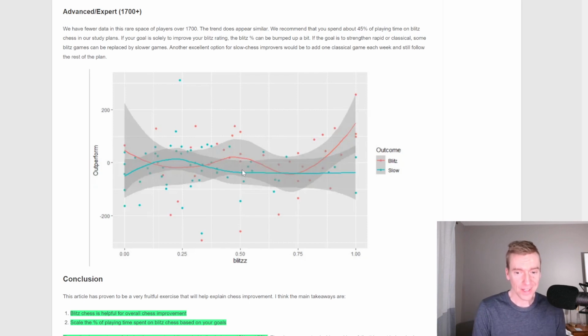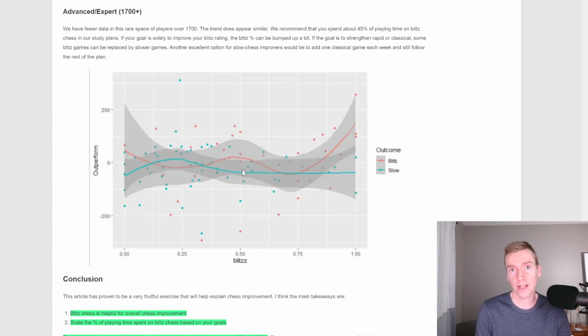There's two main points I think that I got from doing this research. Number one, blitz chess is helpful for overall chess improvement. I don't think there's any level where I would say, don't play any blitz. And a lot of players will say, Matt, I hate playing blitz. I really struggle. I make really bad blunders. It's not fun to play blitz, this is draining for you.